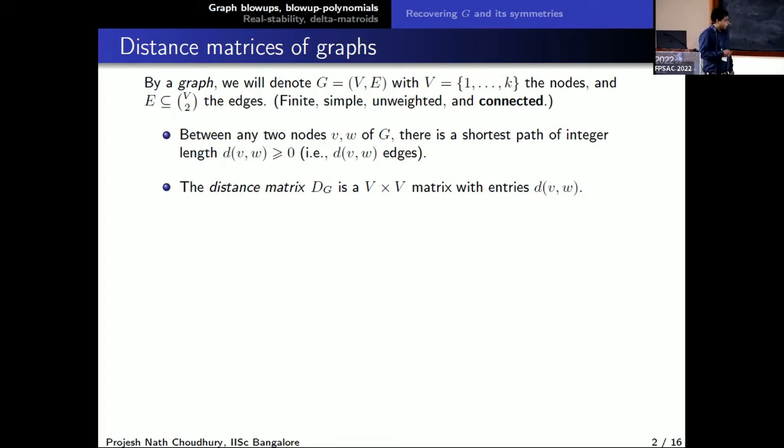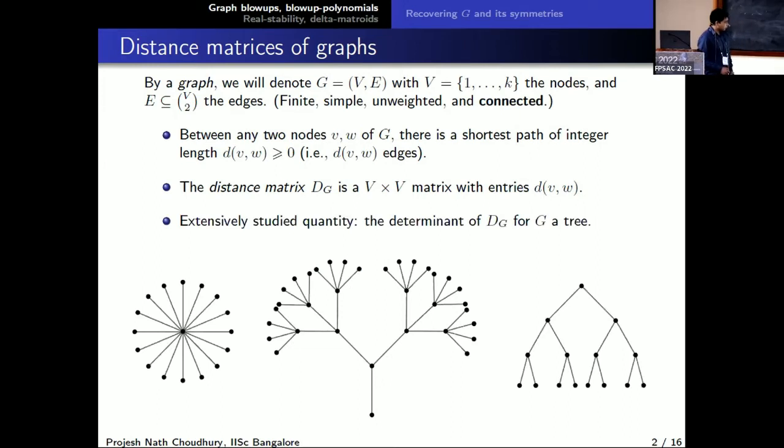The determinant of the distance matrix of a tree has been studied a lot in the literature, and recall that a tree is a connected graph with no induced cycles. In other words, a connected graph with n nodes and n-1 edges. So our work is motivated by two classical facts.